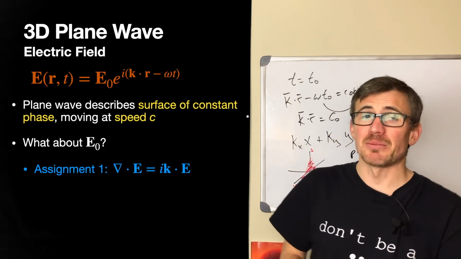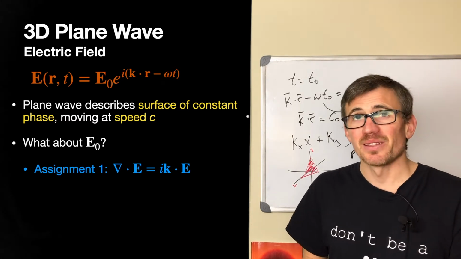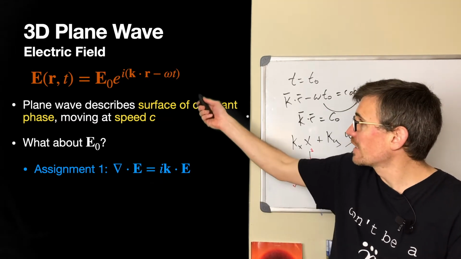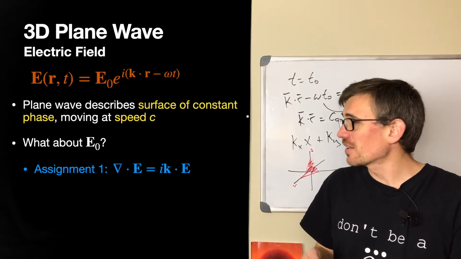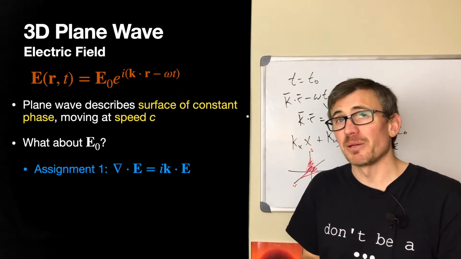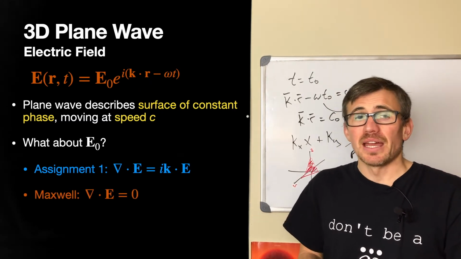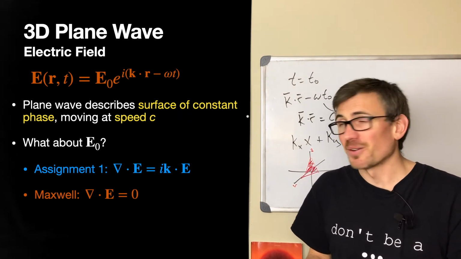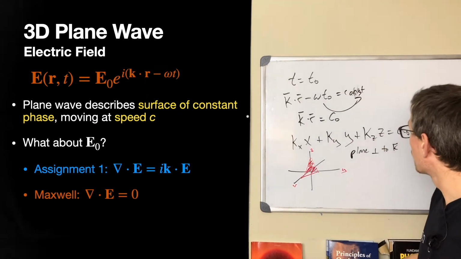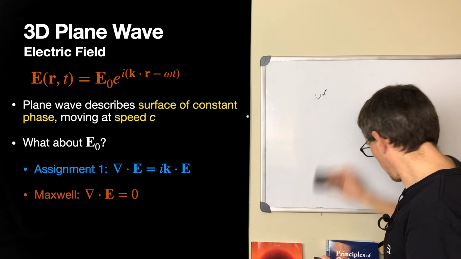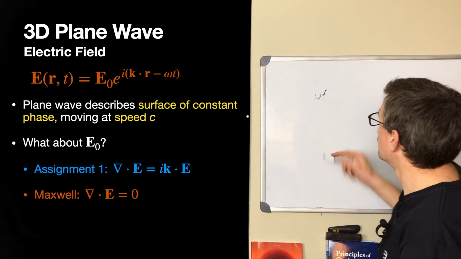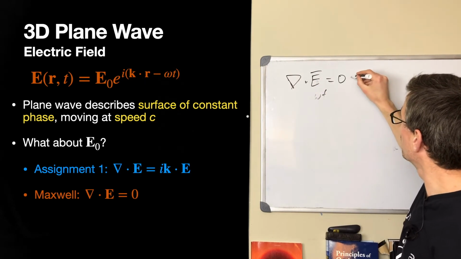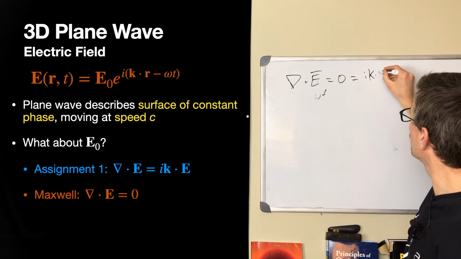Okay, what can we say about that? Well, in your assignment, in assignment 1, you're going to do a bit of math. It's not too hard, I promise. This is our first clue. This constrains the form. Given this k here in the exponential, that tells us the electric field is constrained in some way. We can make it a bit more rigorous by looking at Maxwell's equation and finding out that the divergence of E in free space, like we are currently working, is 0. Okay? So we have the divergence of E is equal to 0, and that's equal to k dot E.